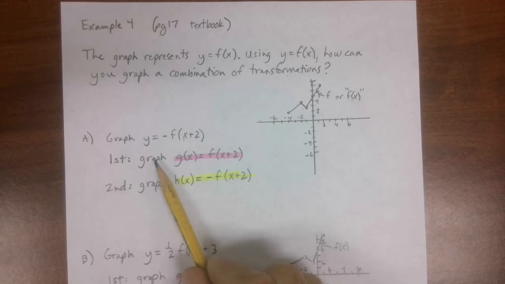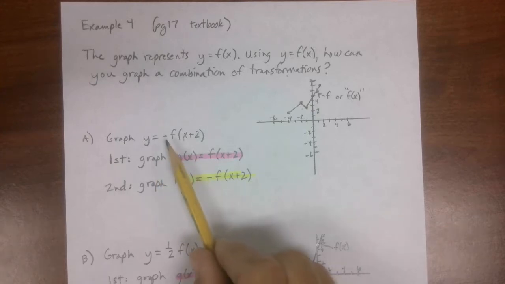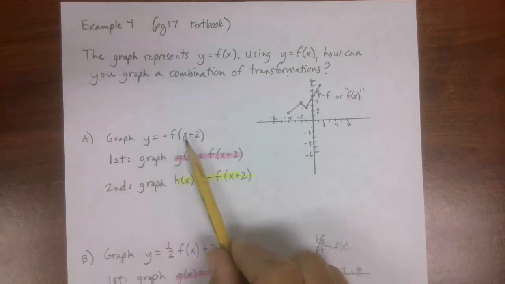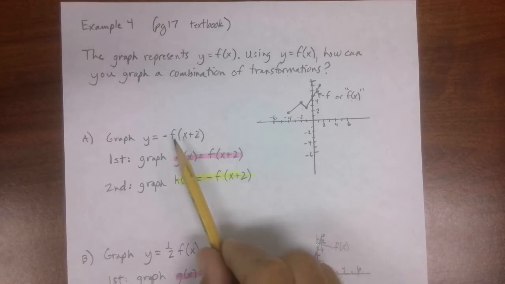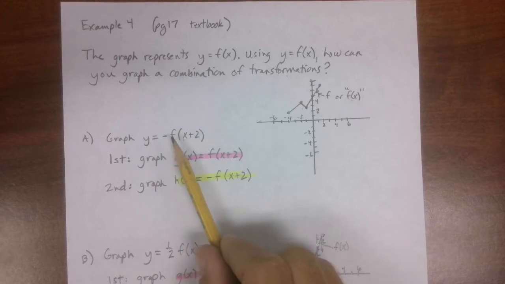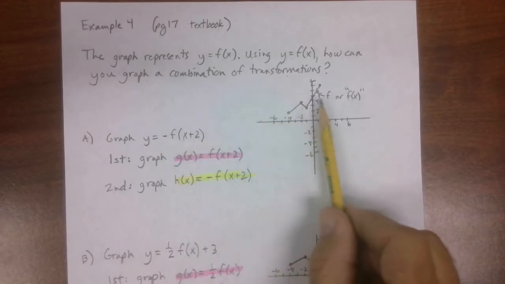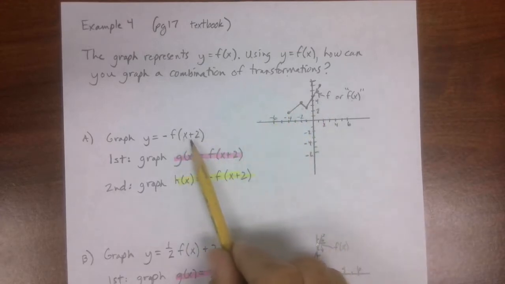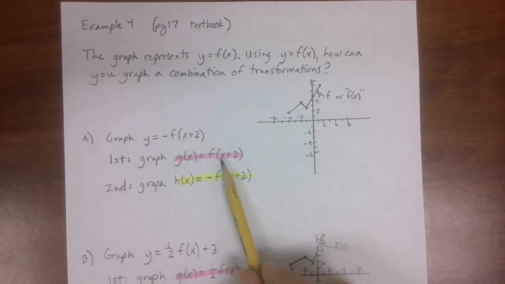The first thing we're going to do is ignore that negative. We're going to concentrate on this. It does say graph y equals negative f of x plus 2. Don't panic by the new look. It's just saying take f and make the adjustments. Well, what does this x plus 2 mean? It means move it left 2.